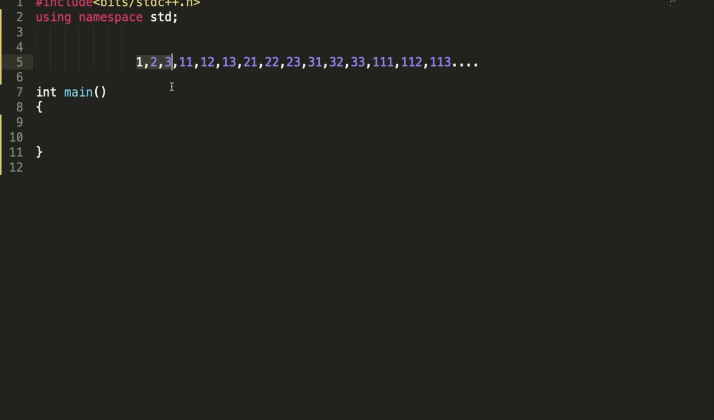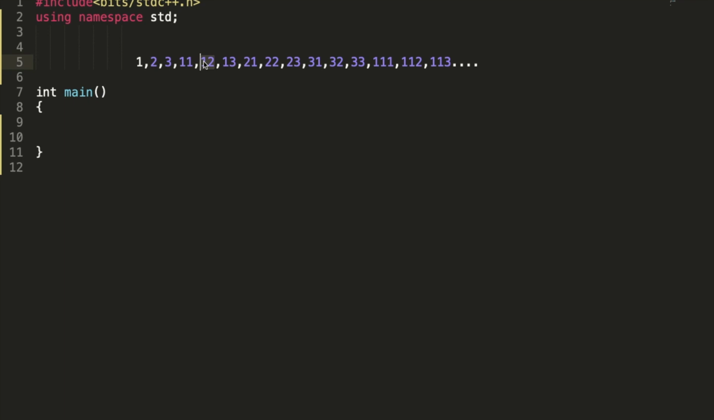So the numbers produced in increasing order will be 1, 2, 3. These are the first three numbers, and then we have 11, 12, 13, 21, 22, 23, 31, 32, 33, 111, 112, 113. And all these numbers will be formed using the digits 1, 2 and 3 only. Okay, so we need to find the kth smallest number. Suppose k is equal to 5, then we have 1, 2, 3, 11, 12. So 12 will be the answer.